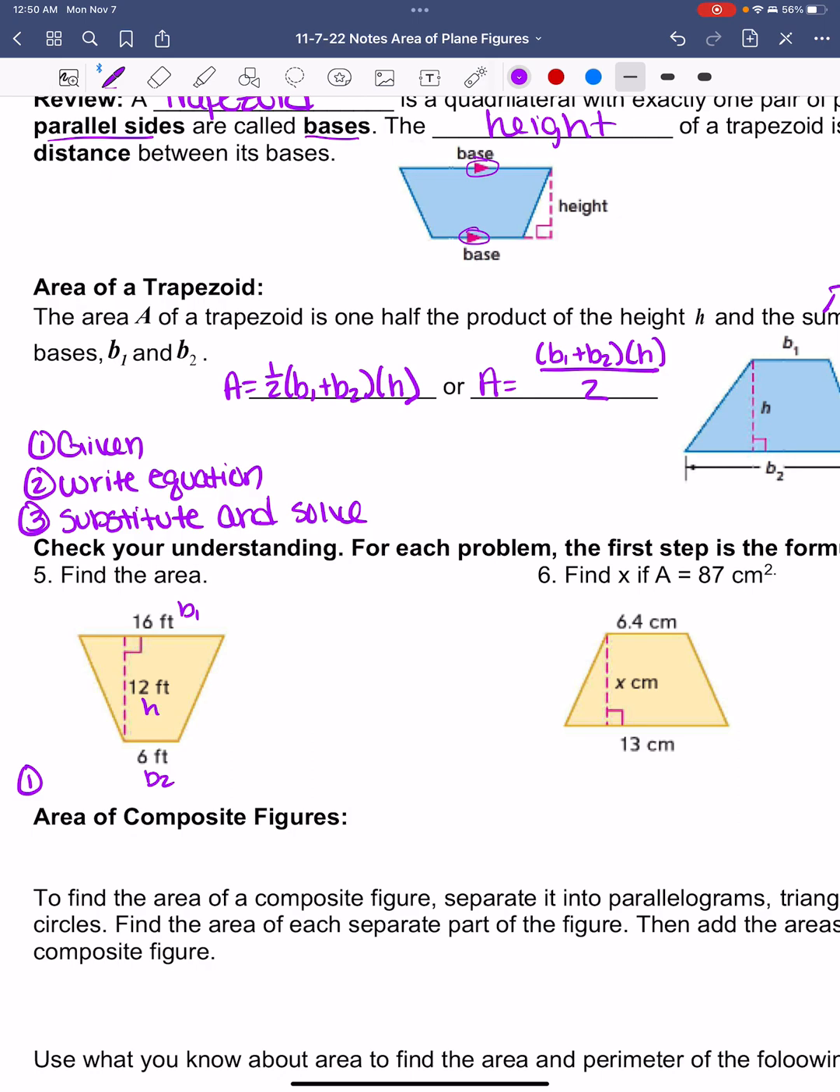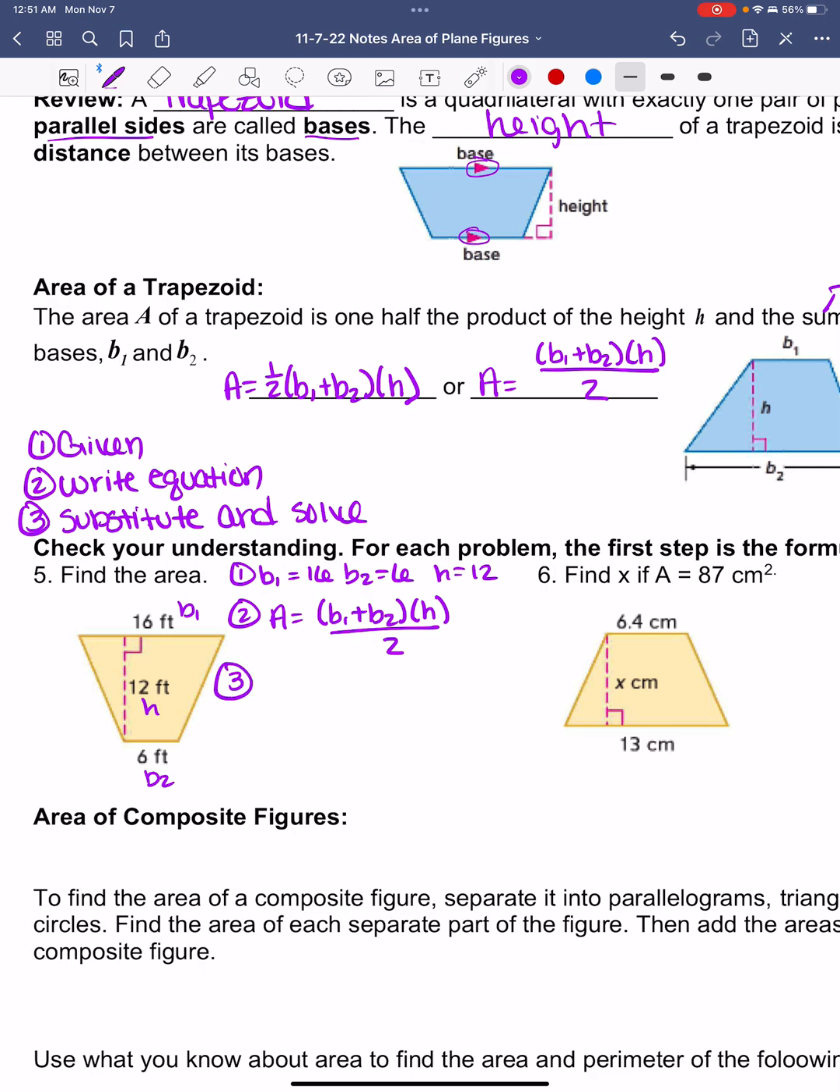So again, guys, it doesn't matter which one you label your bases. It really doesn't matter as long as you're just sticking to it. So base 1 is going to be 16. Base 2 is going to be 6. Height is going to be 12. Our second step is going to be to write our equation. I'm going to choose the right side, which is what I did with the triangle as well. I'm going to do base 1 plus base 2 times your height, all divided by 2.